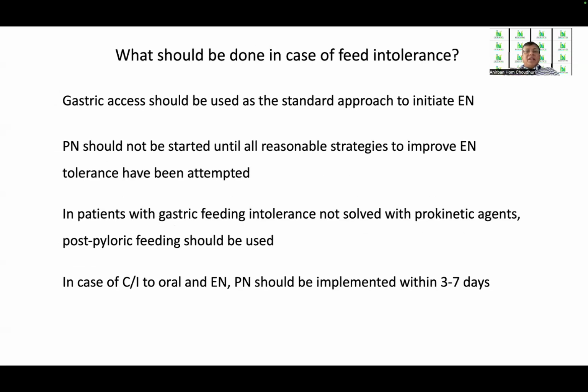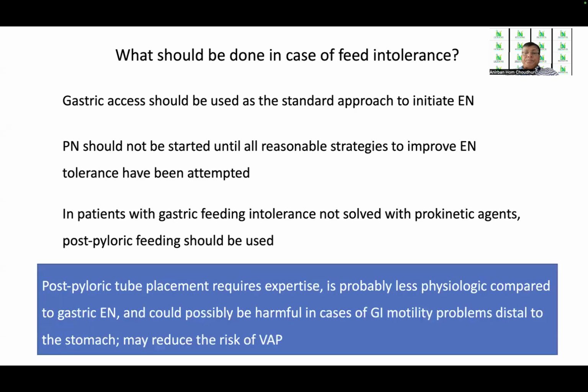So what should be done in cases of feed intolerance? Now, gastric access should be used as the standard approach. Parenteral nutrition should not be started until all reasonable strategies to improve enteral nutrition and tolerance have been attempted. In patients with gastric feed intolerance not solved with prokinetic agents, post-pyloric feeding should be attempted. And in case of contraindications to oral and enteral nutrition, parenteral nutrition should be implemented within 3 to 7 days of admission into the ICU.